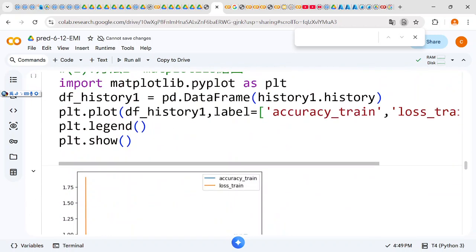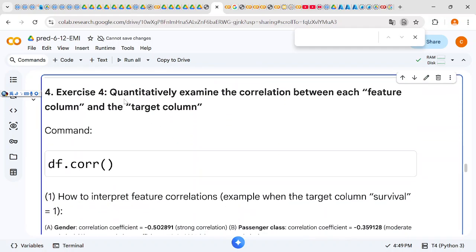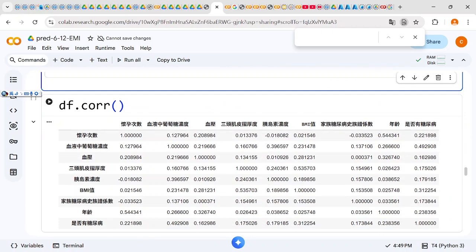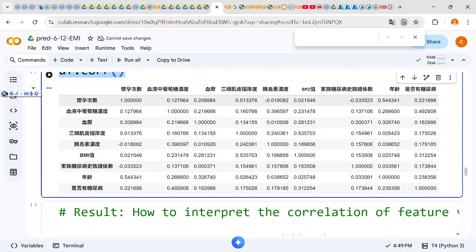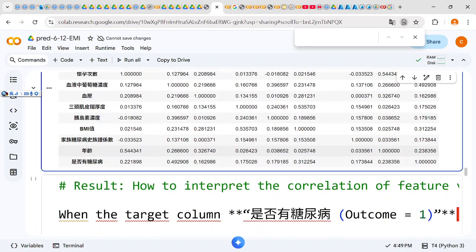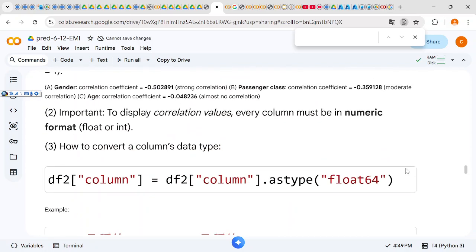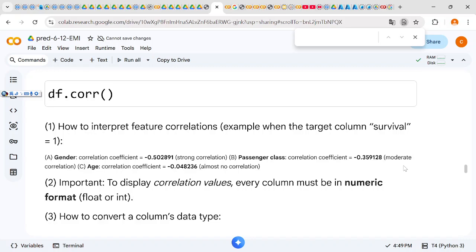For the next one, you should quantitatively examine the correlation between each feature column and the target column. For this quantitative examination I use the DF correlation, and I find the correlation index. I can display the correlation value. Each column must have a numerical format.